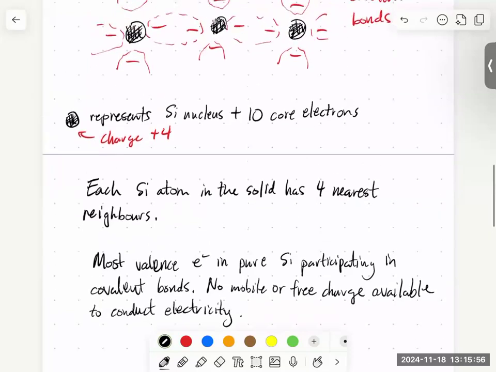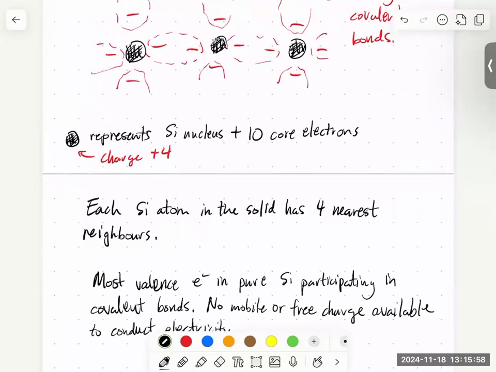Now, if we were able to say break one of these bonds, that might free up some charge and it might allow for some conduction of electricity. And so there's going to be some kind of characteristic energy that you would have to provide in order to break one of these bonds. How could you inject energy into your material? What could you do?